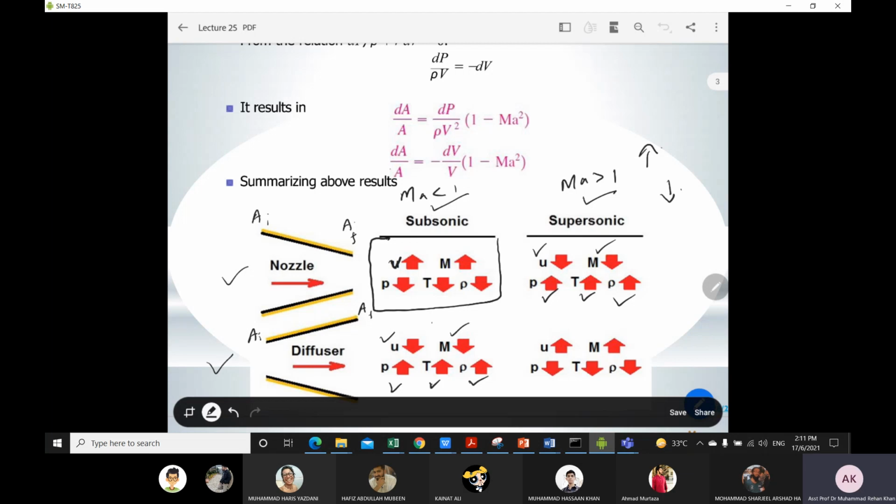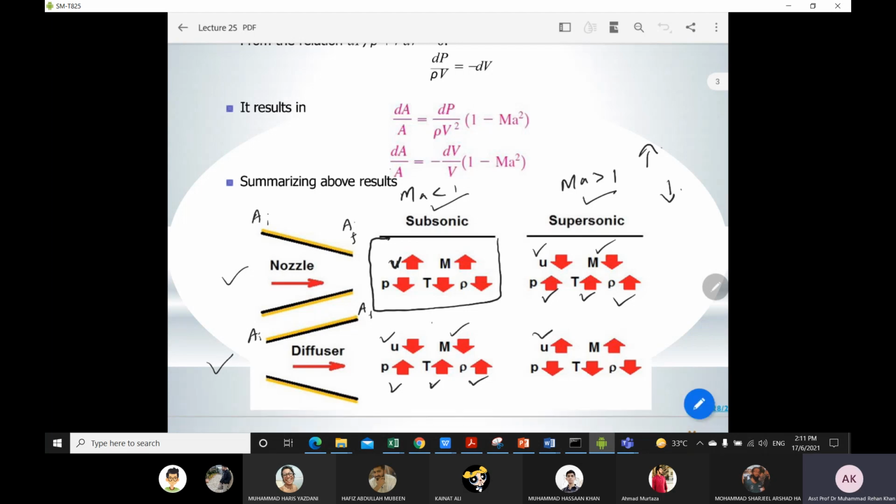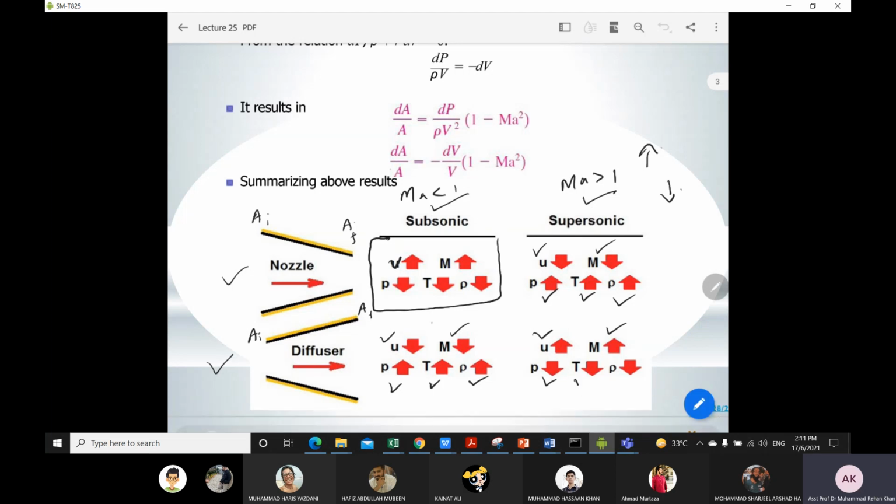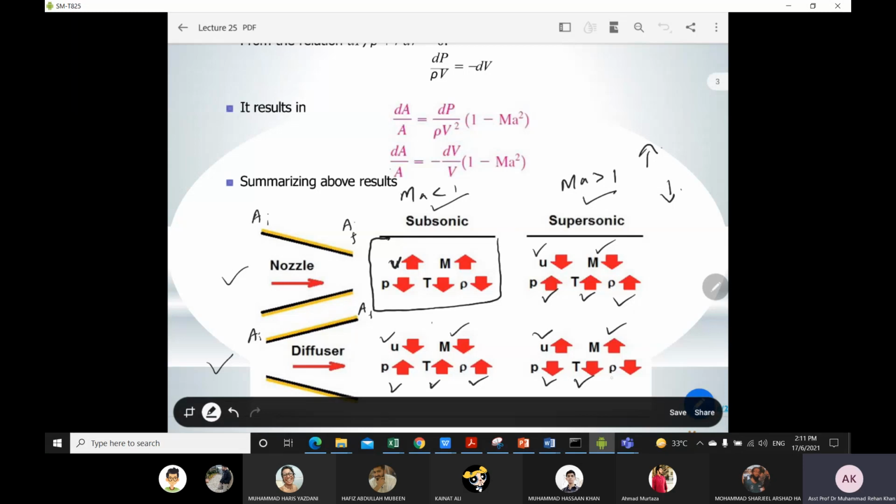And if we change the flow to supersonic flow, and the case is for a diffuser, at the outlet our velocity increases, Mach number also increases, pressure also increases, temperature also increases, and density also increases.